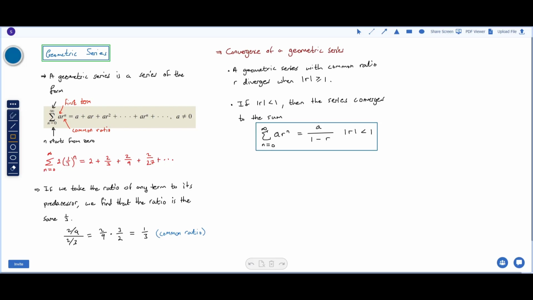Okay, so far we've talked about two kinds of series. We've talked about the telescoping series, and we've talked about the geometric series. So when you're looking at a series, you're trying to determine what category it falls into. Is it geometric? Is it a telescoping series? Or is it something else? All right, let's look at an example.